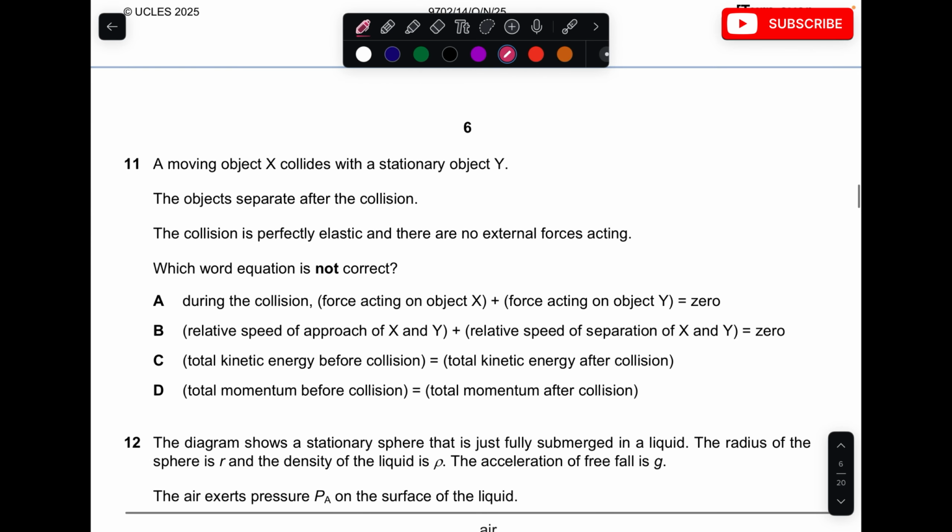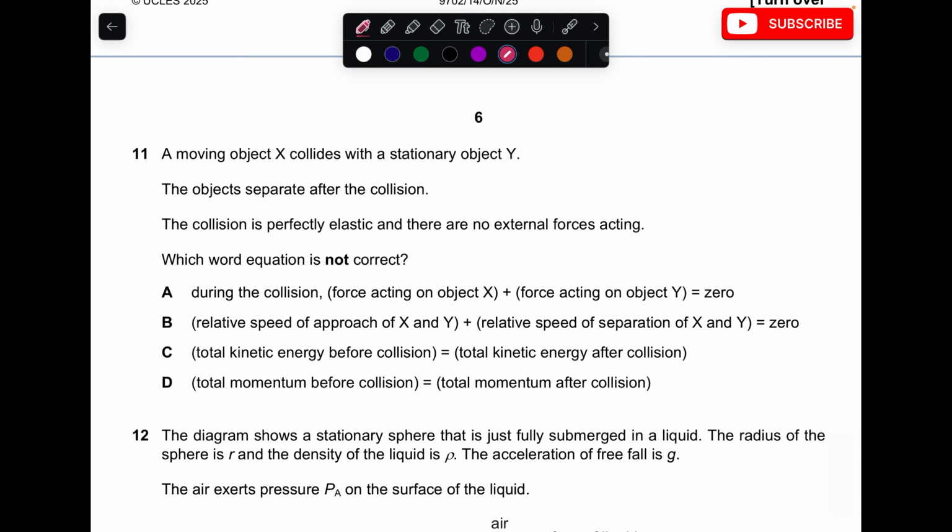Let's move forward to question 11. A moving object X collides with a stationary object Y. The objects separate after the collision. The collision is perfectly elastic and there is no external force. Which word equation is not correct? Option A: during the collision, force acting on object X plus force acting on object Y is equal to 0. How can you write this? F of X will be equal to, when this goes to the right side, minus F of Y. This is as per Newton's third law, that the action and reaction forces are equal but opposite in direction.